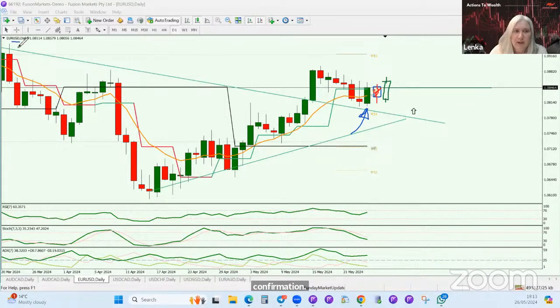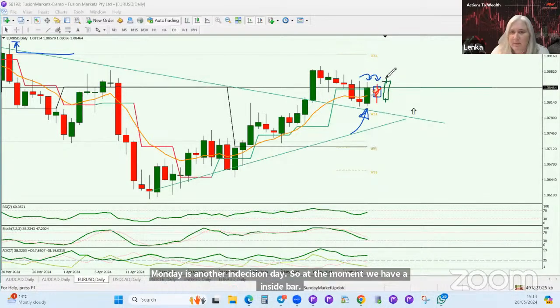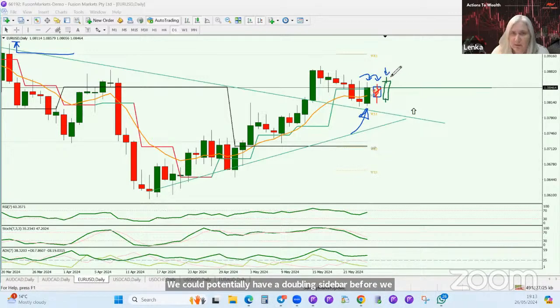Just also to point out, the US and GBP, so Great Britain, have a bank holiday on Monday. So that could mean that Monday is another indecision day. So at the moment, we have an inside bar. We could potentially have a double inside bar before we have some kind of decision bar. So that's what I would be looking at. And if that in fact pans out, then I would be looking for long opportunities.